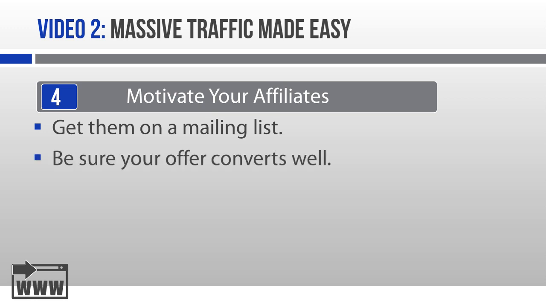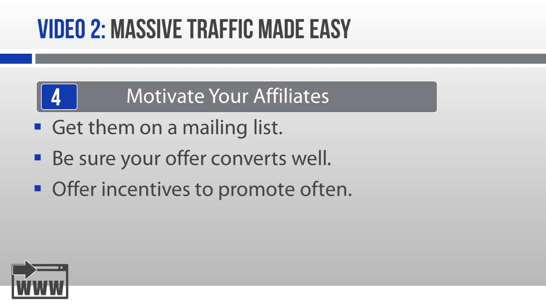The second thing you can do to motivate your affiliates is to be sure your offer converts well. In fact, this is probably the biggest motivator. If your affiliates make money every time they promote your stuff, you can be sure they're going to keep on promoting. Third, offer incentives to promote often, such as giving cash bonuses to your affiliates who sell a certain minimum number of products each month. You may even have multiple tiers. For example, you can offer bonuses to those who sell 25 products, 50 products, 100 products, and so on.